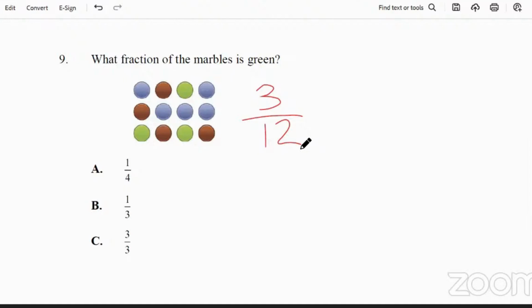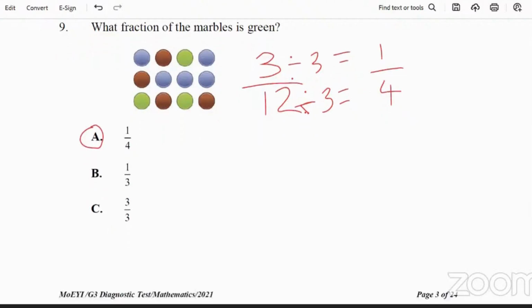That means we would have to reduce this fraction to a lower term or find an equivalent fraction for 3 over 12, all right? So pretty much we could reduce this fraction or find an equivalent fraction by dividing both the top number and the bottom number by the same amount. I'm going to divide 3 by 3 and then divide 12 by 3. 3 divided by 3 equals 1. 12 divided by 3 equals 4. I see 1 over 4 as one of the options. That's the correct answer.